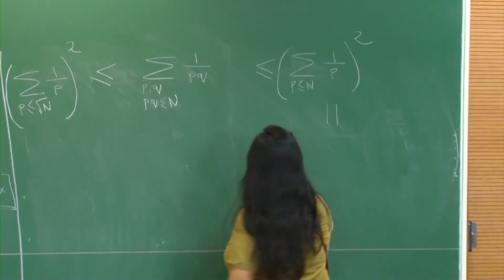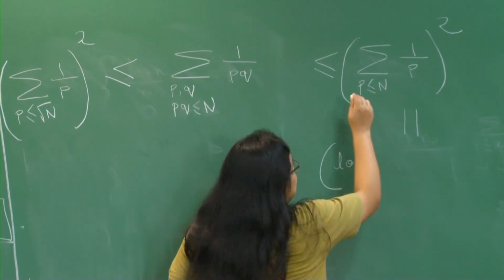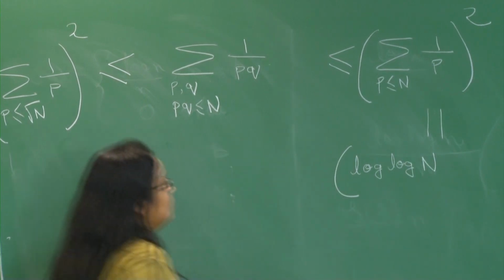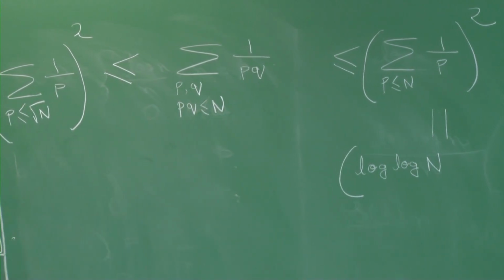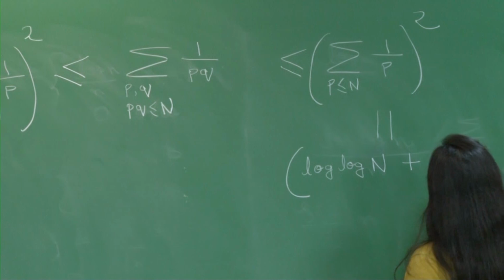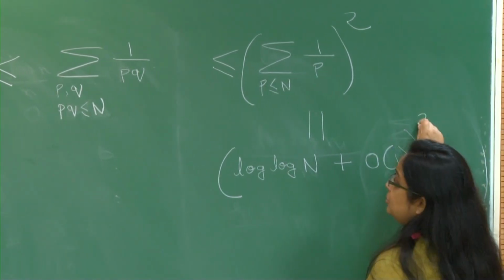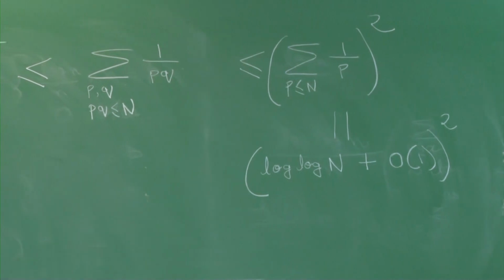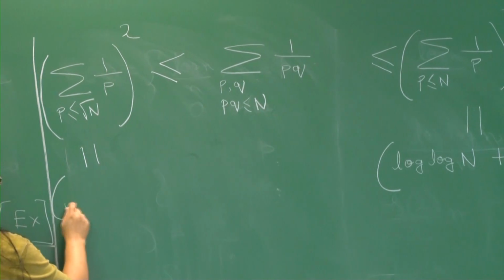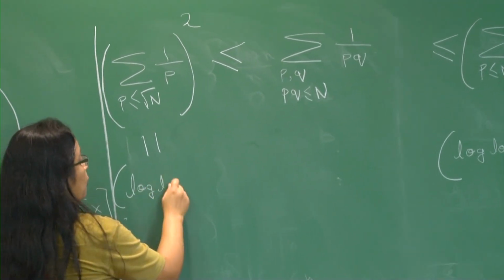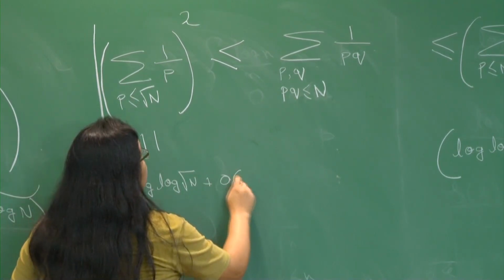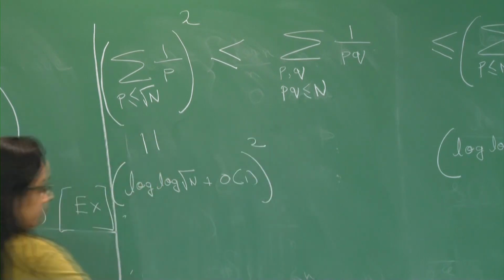You have the square of, this is what we derived last time, log n plus O of 1 whole square, and this one, what do we have here? Here we end up getting log root n plus O of 1 whole square.